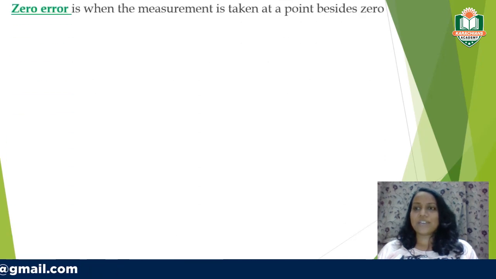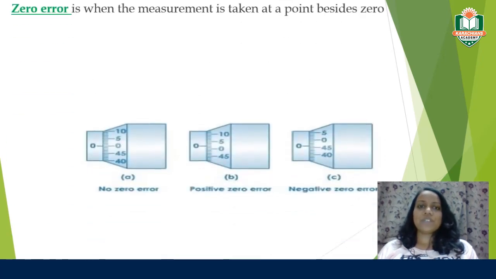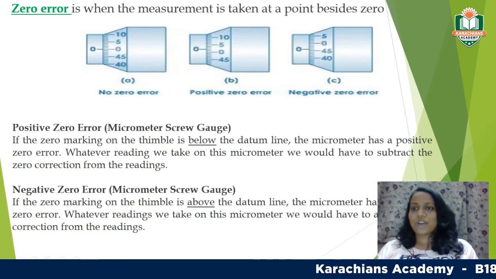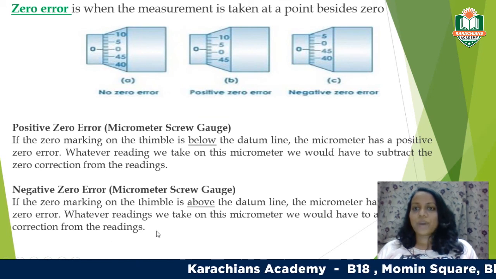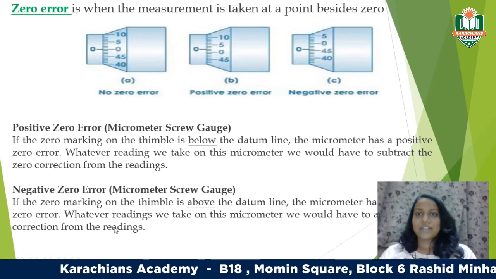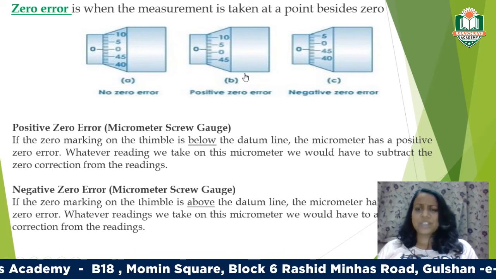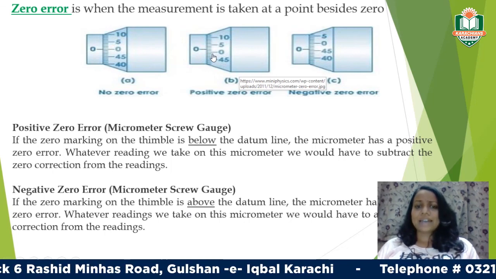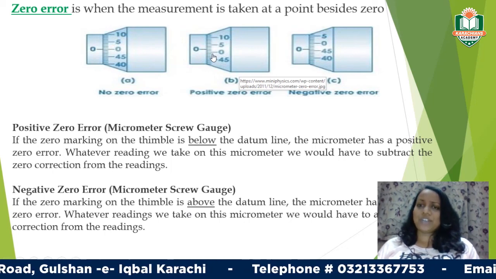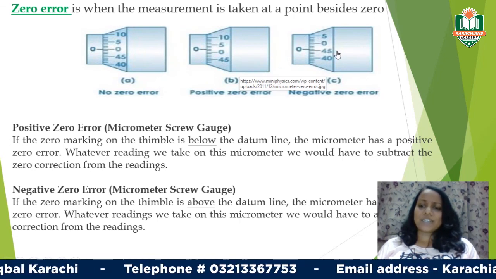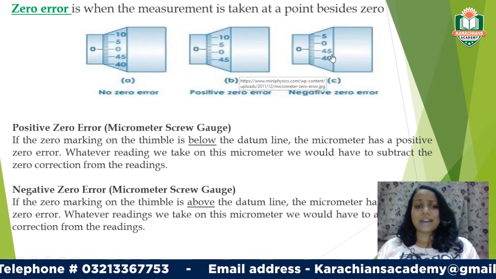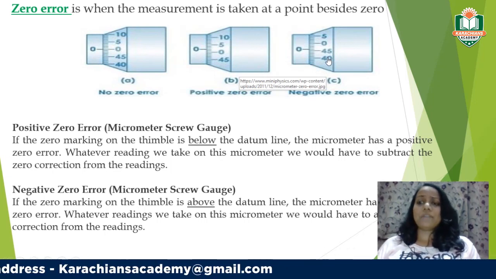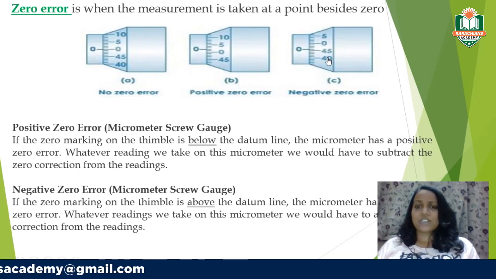The next error occurs normally is your zero error, when the measurement is taken at a point beside zero. So when you look at your micrometer screw gauge, you have two errors. Either when you have a positive zero error, that is when the thimble is below the datum line. So what happens is you take that error, the value, and you would subtract it from your actual readings. When it is the opposite, that is your negative zero error, you add it.